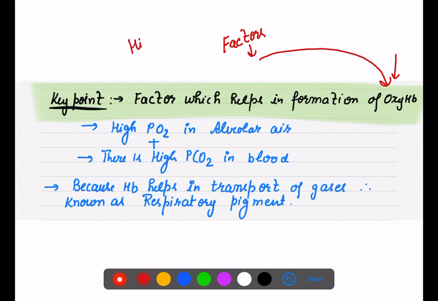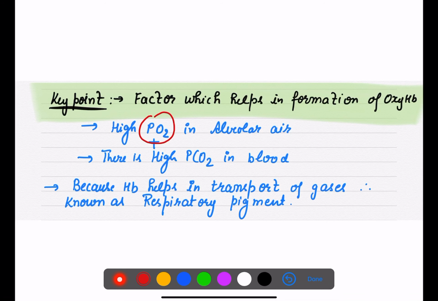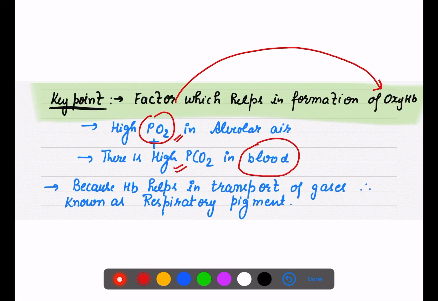There should always be a high partial pressure of oxygen in the alveolar air. If high partial pressure of oxygen is present in your alveoli, it will promote the formation of oxyhemoglobin. With the high partial pressure of oxygen in the alveoli, there will be high partial pressure of carbon dioxide in the blood. These are the two factors which promote the formation of a complex known as oxyhemoglobin.